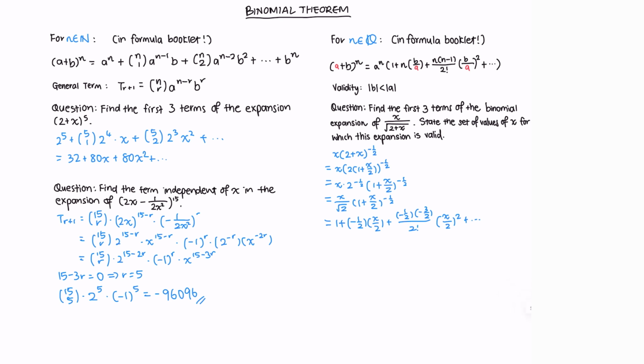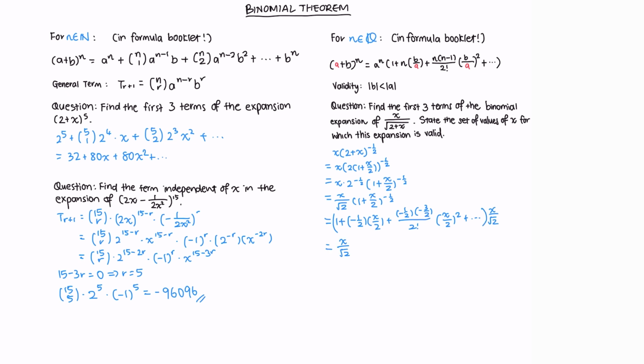Alright, and don't forget this whole thing is multiplied by x over square root 2, which I forgot to do. So let me just do it over here. And simplifying this, we'll just get x over square root 2. Alright, so we have found the first three terms of the binomial expansion.